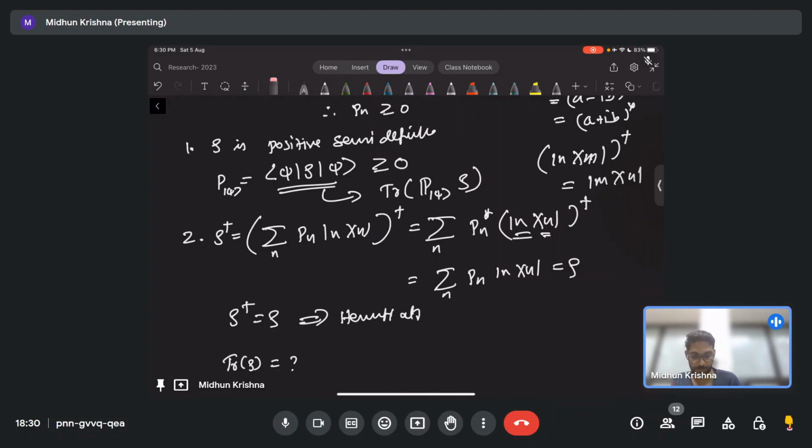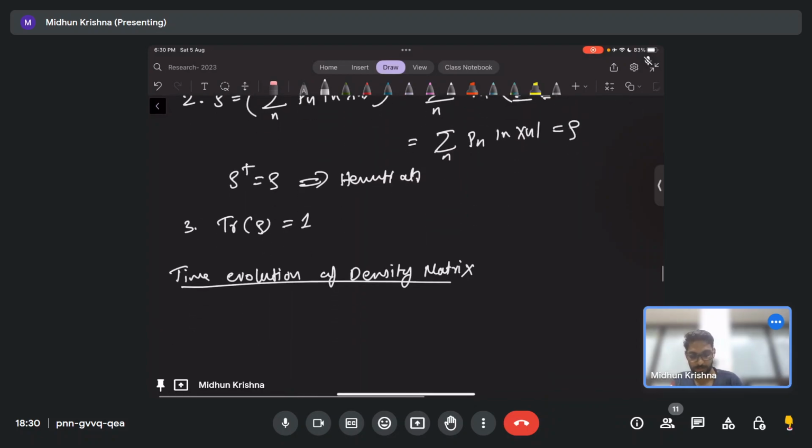There's also one more property which I'll let you prove. Since we're not done with trace properly, I won't do it today. But those who know how to deal with the trace can show that the trace of rho is 1. So it's normalized. This will be the sum of all the probabilities that you have.